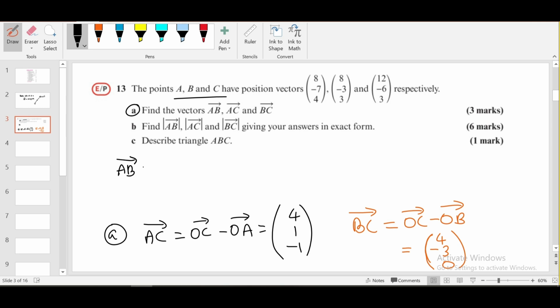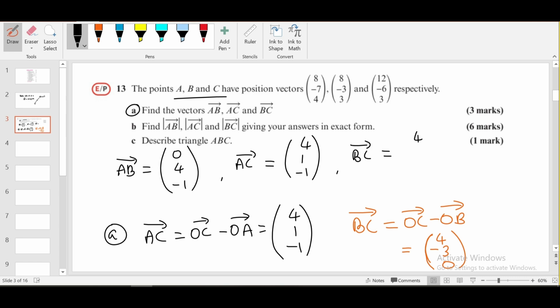So AB vector is 0, 4, minus 1. AC vector is 4, 1, minus 1. BC vector is 4 minus 3 is 0. That's all in part A.